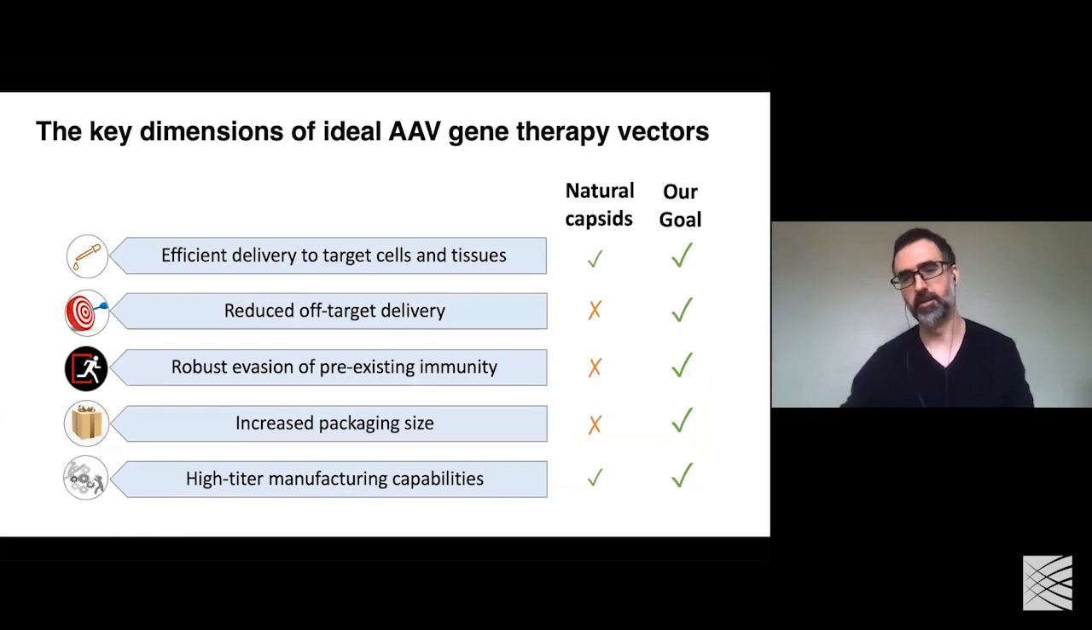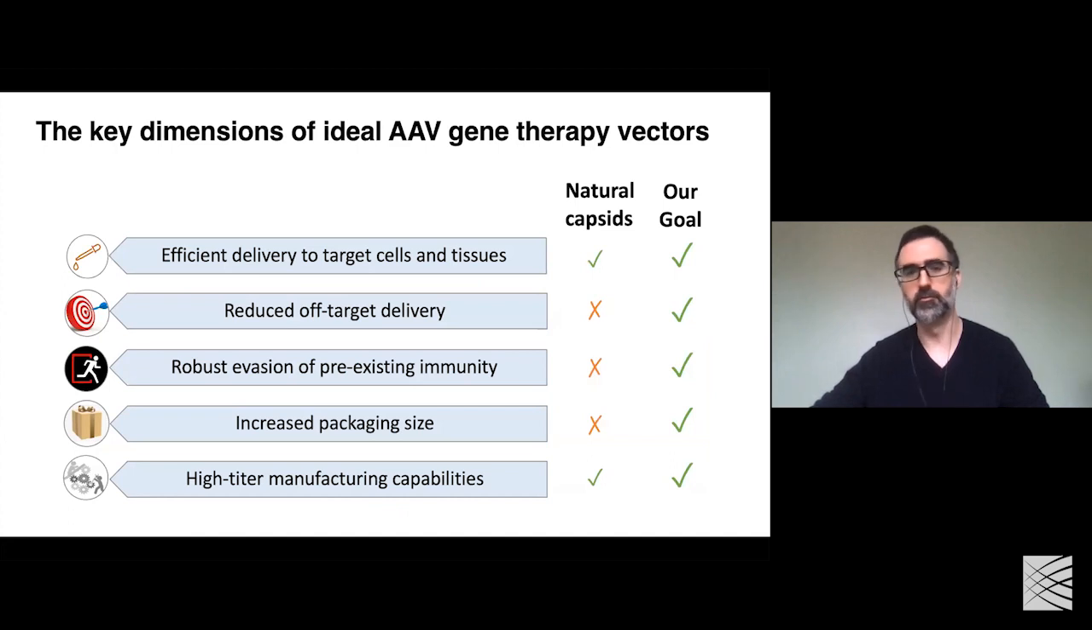The natural capsids are how the field has gotten started, and they're good at some things. They can go to some cells and tissues, but there are many delivery targets which are inaccessible today, so we'd like to make that better. Also, AAVs today are pretty broad in their tropism. We'd like to make them more specific to only go where they're needed.